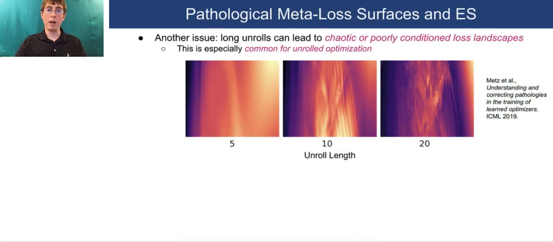Another issue to keep in mind when optimizing parameters in unrolled computation graphs is that long unrolls can lead to chaotic or poorly conditioned loss landscapes, in particular for unrolled optimization. So this was observed by Metz et al. in ICML 2019, and this visualization from their paper shows a meta-loss landscape for different unroll lengths. And we can see that for longer unrolls, the meta-loss landscape becomes chaotic and develops near discontinuities, which makes optimization challenging, especially for gradient-based methods.